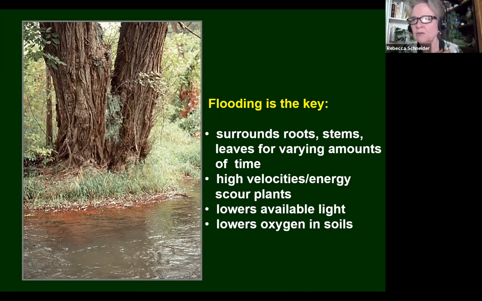This photo is a giant willow tree right next to a stream, and all those red things in the water are its roots. It has tons of roots. It's almost like hydroponics. It's just growing and sucking nutrients out of the stream as it goes by. The flooding can have high energy, can be very scouring, and so that's why it's also a variable. It can lower light levels, and it affects the amount of oxygen that's available in the soil for plants. So flooding is the master variable.